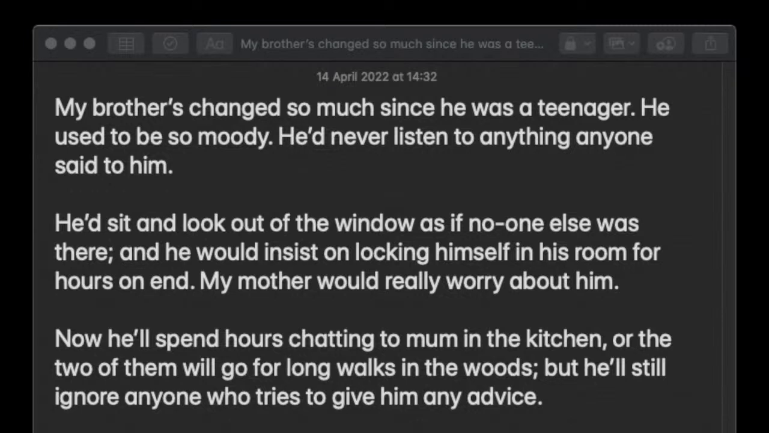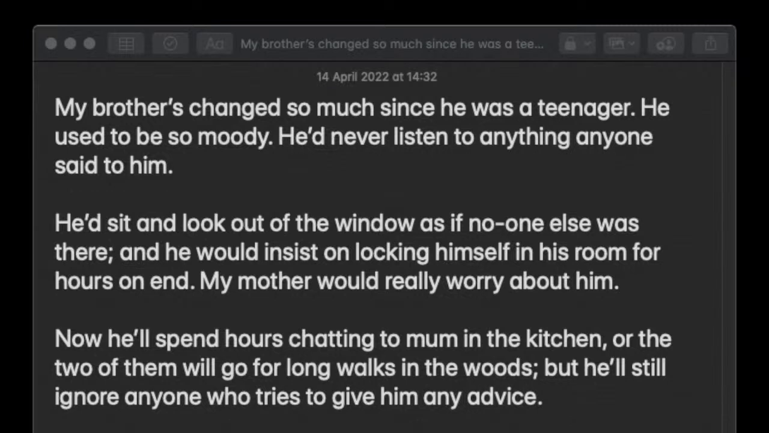Now, again, the recording is not brilliant, but I think you need a bit more energy, particularly at the beginning, on the first word of a sentence. So when you make that sound on he'd, it just needs to be a bit clearer. He'd sit and look out of the window as if no one else was there. Okay, so be a bit stronger on the beginning when you say he'd.